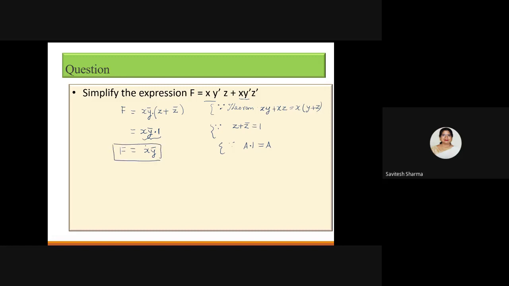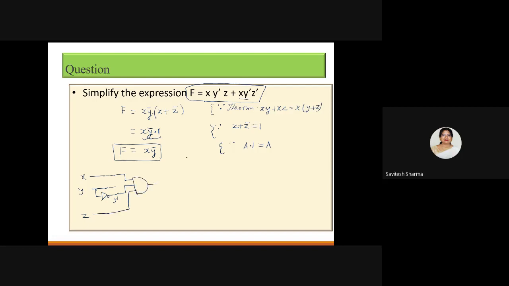So what do we get here? If you realize this, this is the given expression. If you implement it, you just see. I want to show you the advantage of doing the simplification. First, I am just drawing the hardware. The hardware for this expression is x y bar and z.